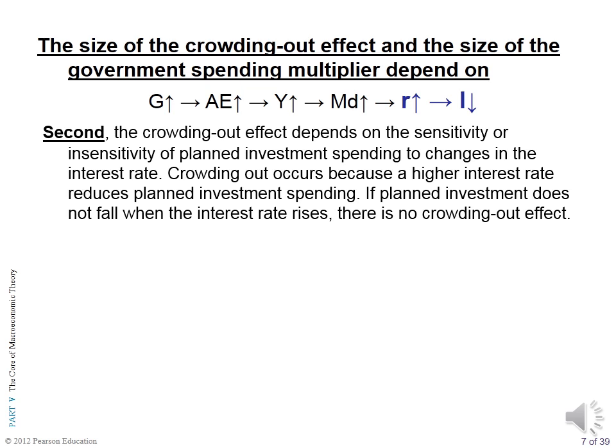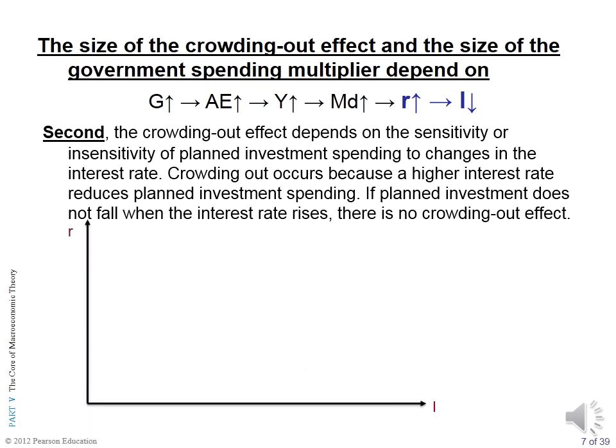Crowding out occurs because a higher interest rate reduces planned investment spending. If planned investment does not fall, meaning it does not respond when the interest rate rises, then there is no crowding out effect. There's no sensitivity, so that's good for us, no crowding out effect, so Y will increase by the full multiplier effect.